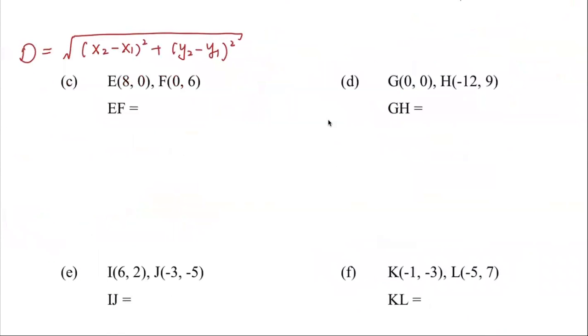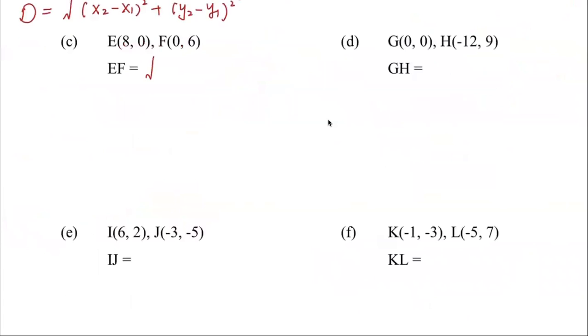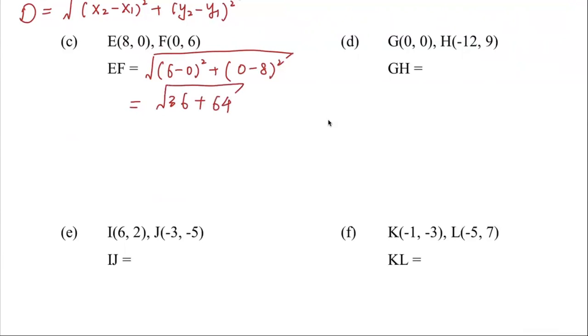Question C: E is (8, 0), F is (0, 6). So EF is the square root of (6 minus 0) squared plus (0 minus 8) squared. 6 minus 0 is 6, and 6 squared is 36. 0 minus 8 is minus 8, and minus 8 squared is 64. 36 plus 64 is 100. The square root of 100 is just 10.